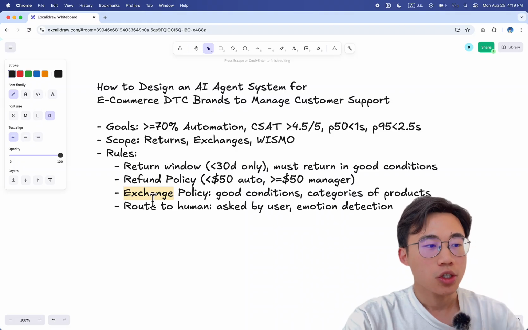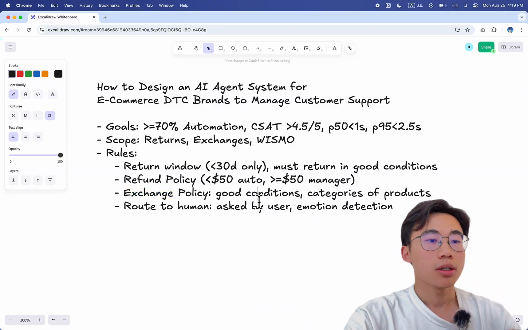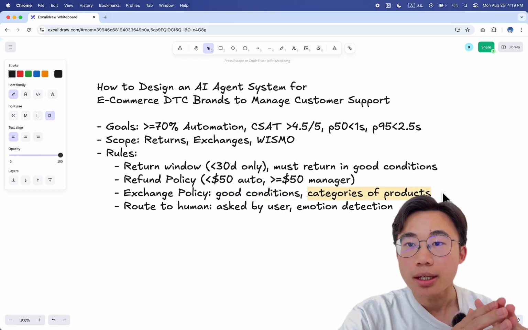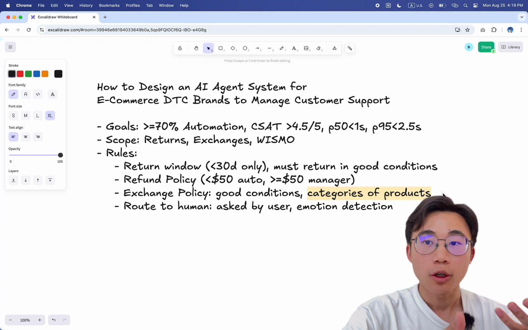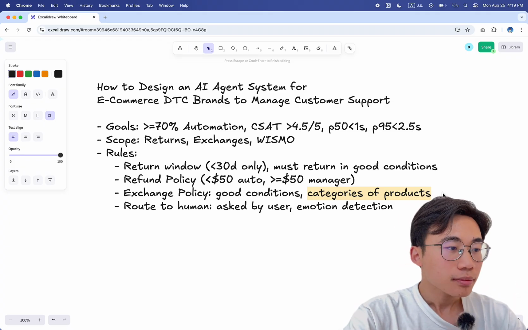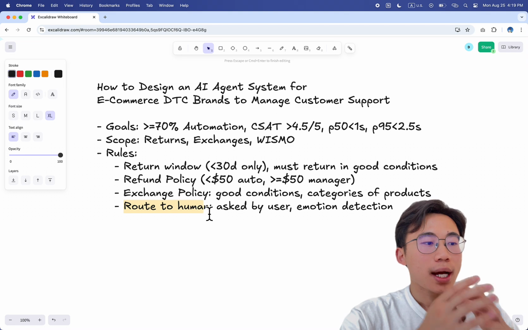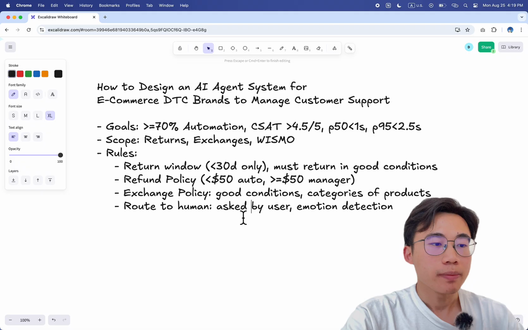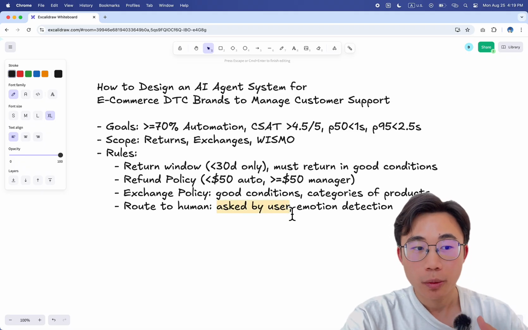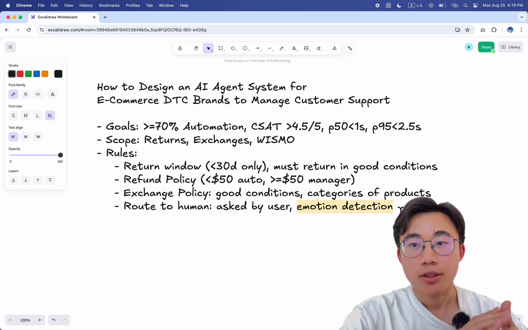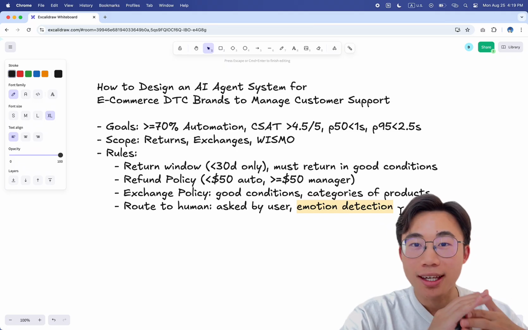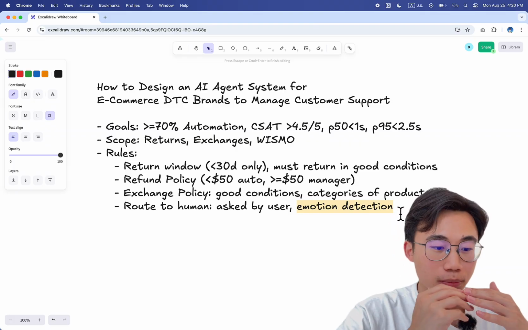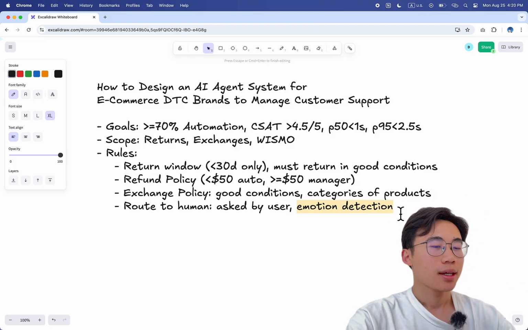So if a customer wants to exchange a product, they also need to make sure of a few things. It needs to be in good condition. And certain categories of products cannot be returned because, for example, if it's food and you already opened it, you cannot really return it, right? And lastly, how do we route back to a human, right? There could be all sorts of scenarios here. It could be because the user directly asked that they want to talk to a human, or we have detected some very negative emotions in the chat, so that we must involve a human being to basically provide emotional support for the customer, okay?